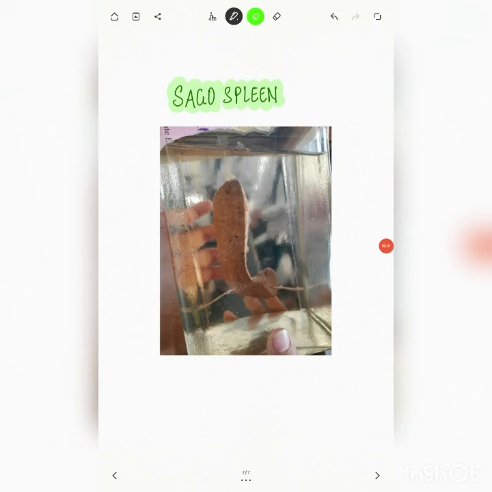The next specimen is a well preserved specimen of sago spleen, which shows localized deposits involving splenic follicles. It is known as sago spleen because it resembles sago seeds, that is sabudana seeds, and in this specimen you can be asked about the entire amyloidosis, the primary, secondary, and so on.